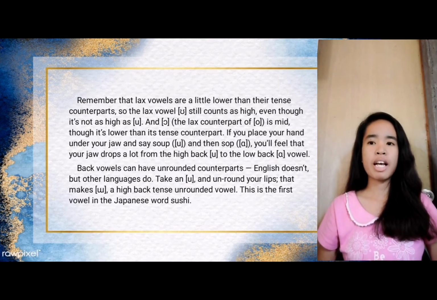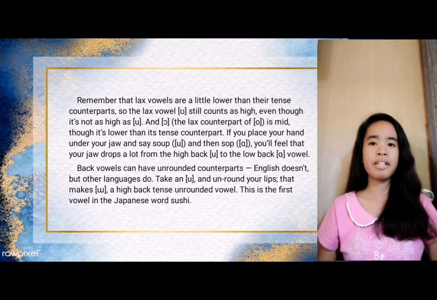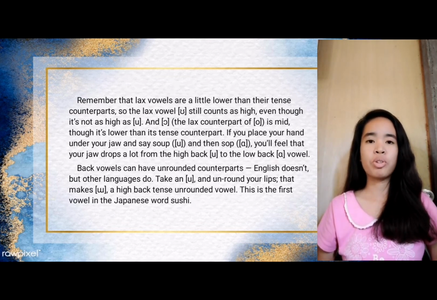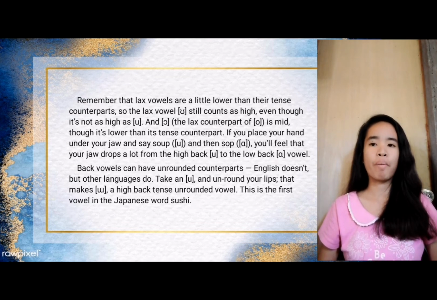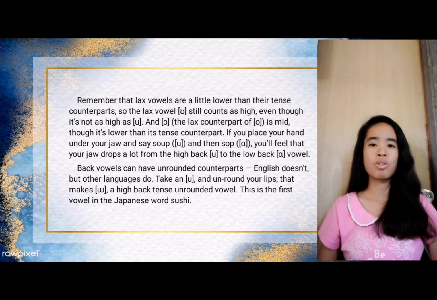Back vowels can have unrounded counterparts. English doesn't, but other languages do. Take U and unround your lips. That makes a high back tense unrounded vowel. This is the first vowel in the Japanese word sushi.